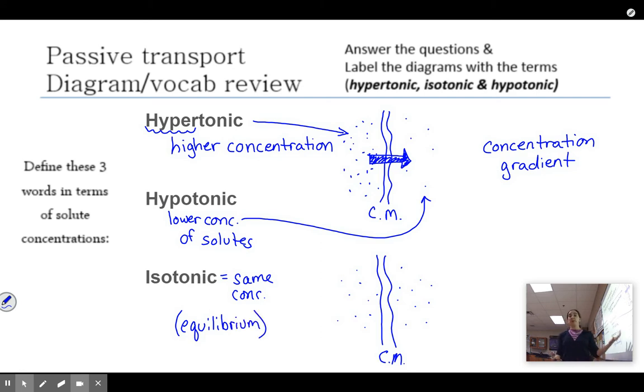We can also call this equilibrium. In reality, these particles aren't totally going to stop moving. Occasionally, one of them might float through the membrane this way, and one of them might float back through this way. They're still moving, but overall, the concentrations are staying equal on both sides of that membrane. That's an isotonic state, where the concentrations are equal. Now we're going to look at a series of 4 or 5 diagrams, label them using this vocabulary, and talk about what types of movement would occur.